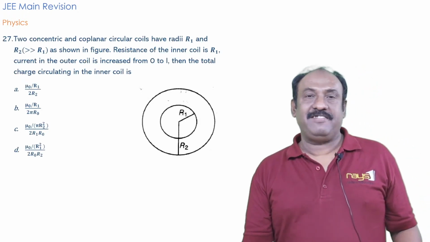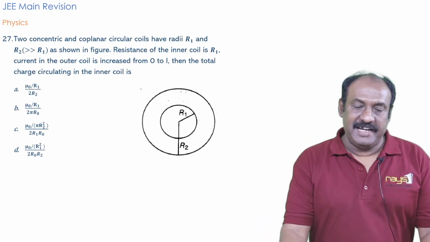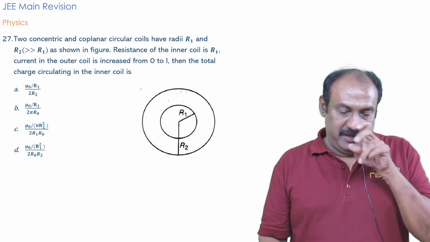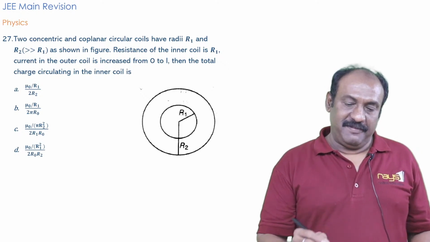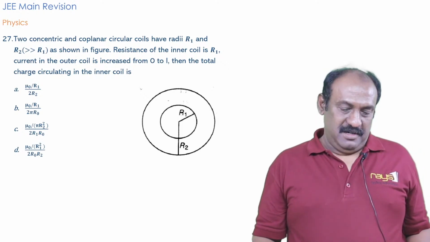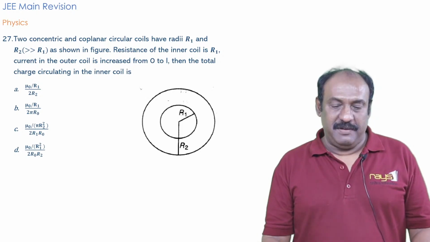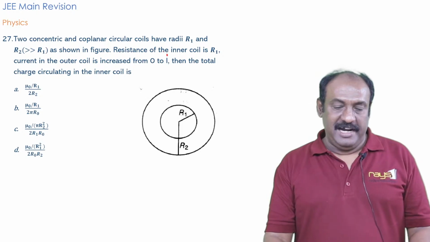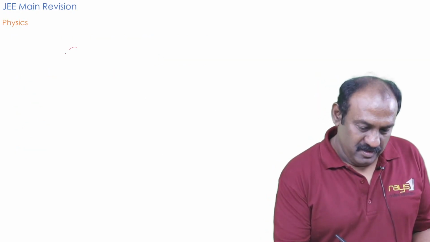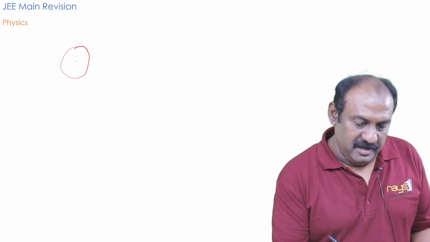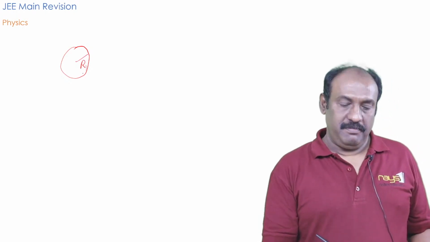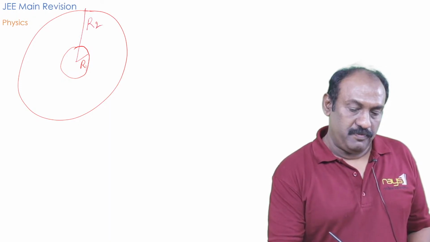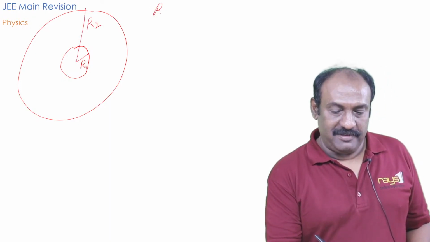Question number 27. Two concentric and coplanar circular coils have radii R1 and R2 as shown in the figure. The resistance of the inner coil is R1 and the current in the outer coil is increased from 0 to I. Then find the total charge circulating in the inner coil. So the inner coil radius is R1 and the outer coil radius is R2. When compared to R2, R1 is far less.